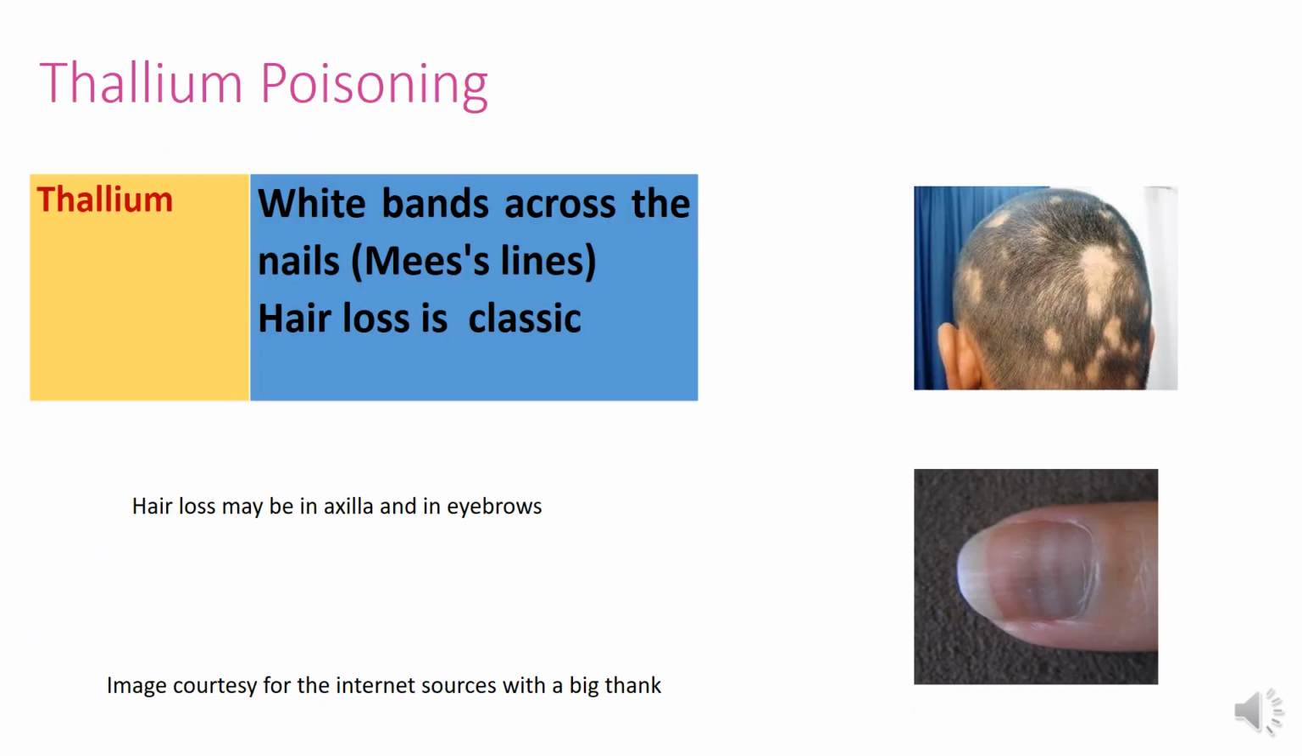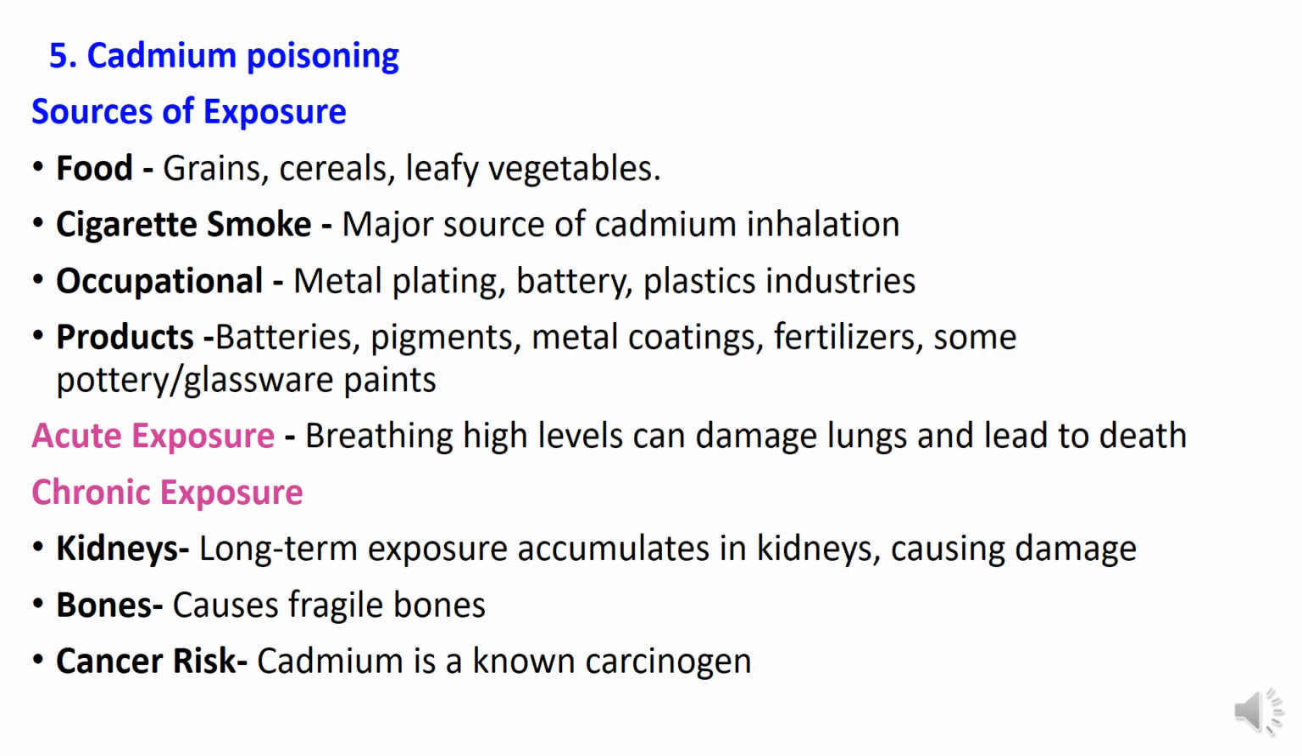And also you can see it. So as you can see here, now you can see here loss of hair. And also, as I have described earlier, Mees lines you can see here as well. Moving on to the fifth heavy metal poisoning, that is cadmium poisoning. Again, lots of sources. Here, in case of acute exposure, there may be breathing difficulties, damaging lungs, leading to death. In chronic exposure, there may be kidney damage, bones, and also it is a known cause for malignancies as well.